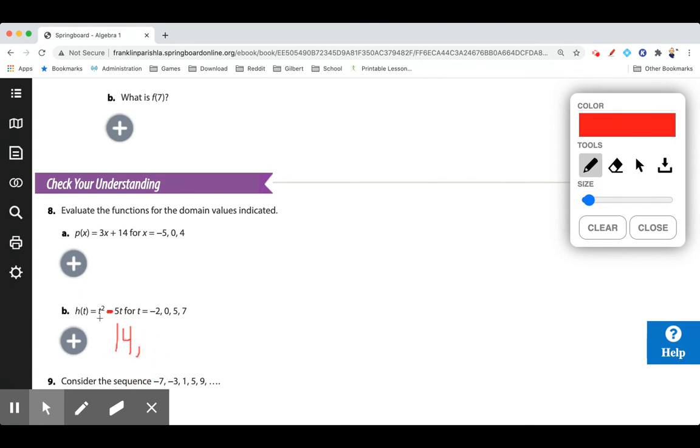Replace it with 0. 0 squared is 0. Minus 5 times 0 is 0. 0. Replace it with 5. 5 squared is 25. Minus 5 times 5, which is 25. 25 minus 25 is 0. 7 squared is 49. Minus 5 times 7, which is 35. 49 minus 35 is 14.